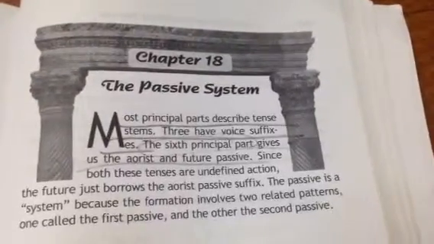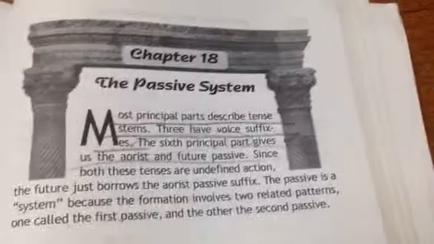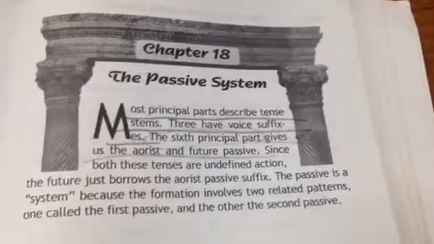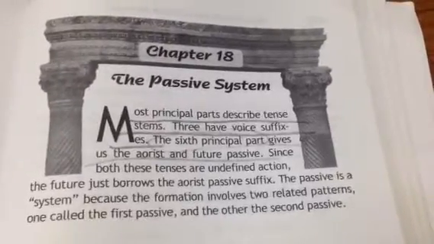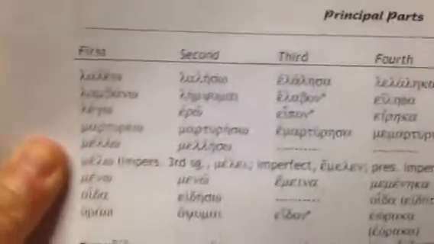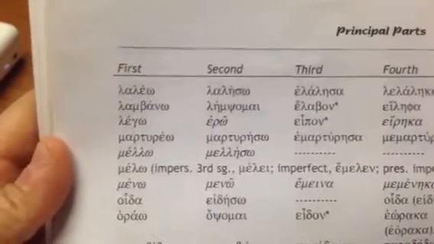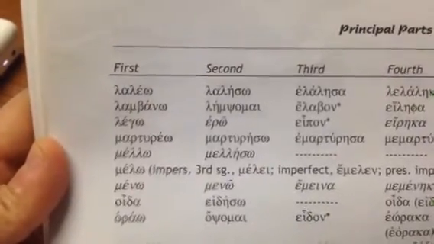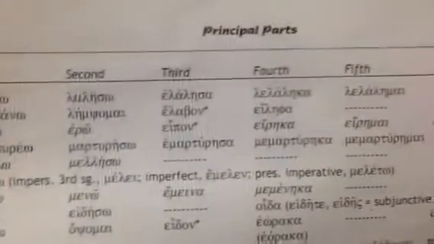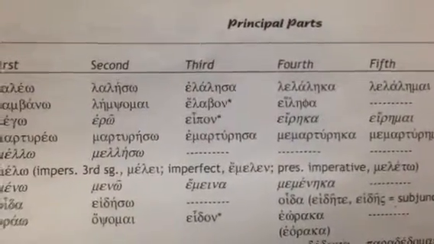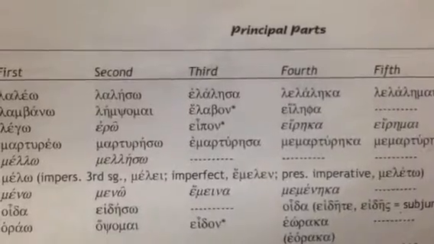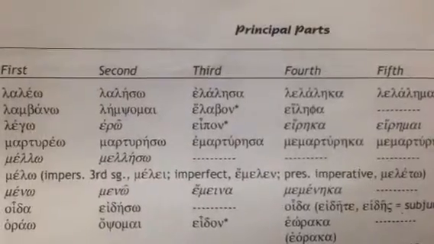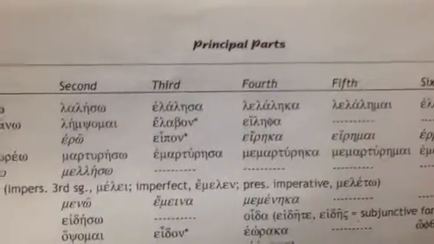Okay, in chapter 18 we discussed the passive system. We have it separated out from the active middle forms outside of the first principal part. If you remember well, the first principal part treats both the active and middle passive system. Once we come out of the first principal part and we get to the second and third principal part, remember that we only saw the active and middle voices. The passive system was reserved for separate principal parts.